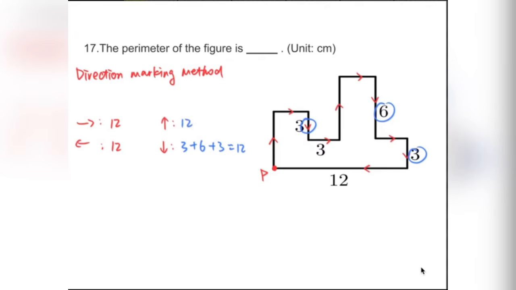Okay. Now, what is the perimeter? For the perimeter, it is 4 times 12, and then you will see that the answer is 48 centimeters. Is it hard? Should be okay, right?